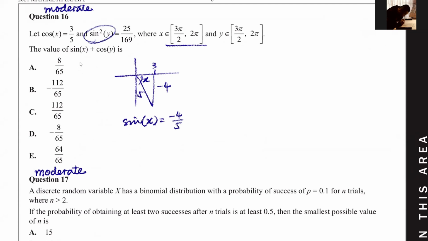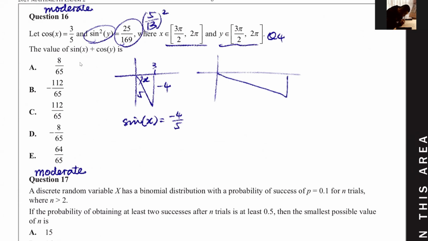And sine squared y equals 25 over 169. Y is also in the fourth quadrant. Realizing this is 5 over 13 squared, and sine must be negative, so it has to look like this: this is minus 5, this is 13, and this is 12. Just recognize the simple whole number Pythagorean triads, okay? This is the y. So cosine of y is going to be 12 over 13.